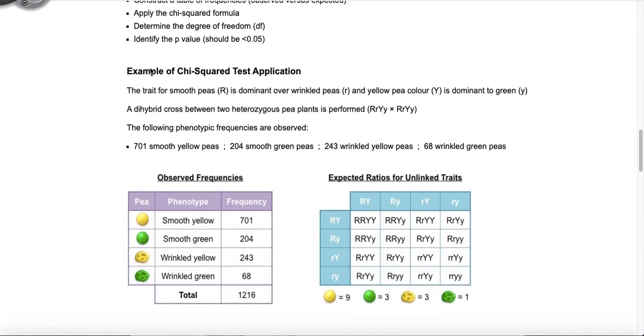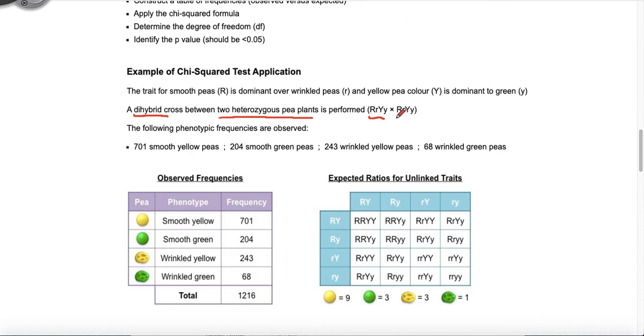So let's apply the chi-square analysis. Let's look at a simple dihybrid cross where you're crossing 2 heterozygous pea plants. They're heterozygous for color and for shape. So we have big R, which stands for smooth peas, dominant over wrinkled peas. And yellow, big Y, is dominant over little y, which is green.